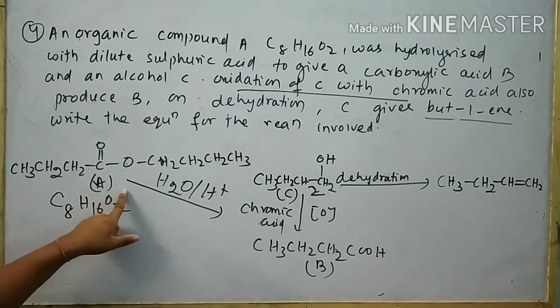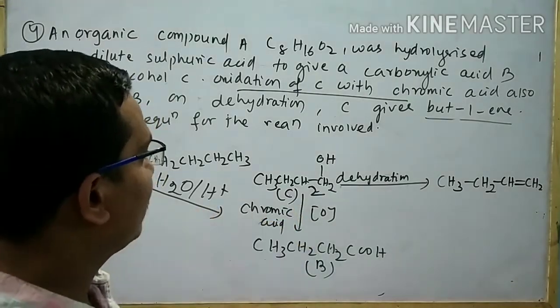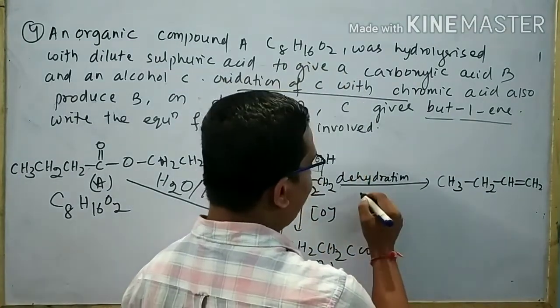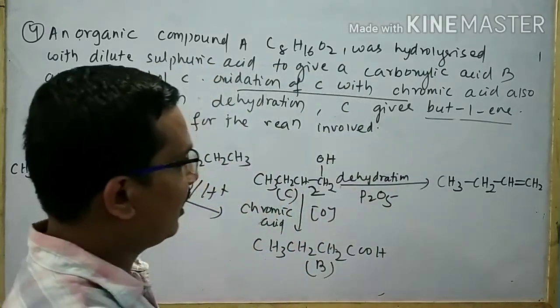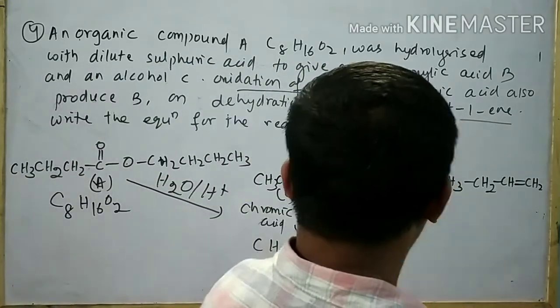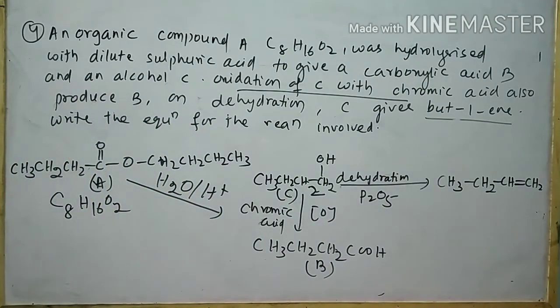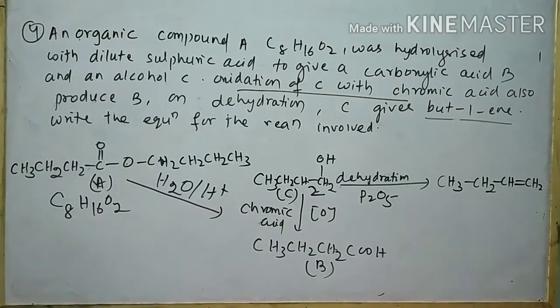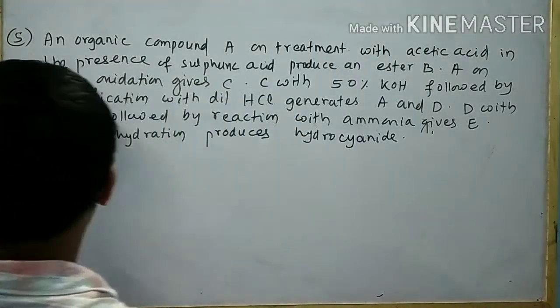C8H16O2. A compound on hydrolysis produces B and C. C on dehydration, you can take any dehydrating reagent. Suppose I take P2O5 as a dehydrating reagent, then it gives but-1-ene. You need to find out A, B, C and write the equation. This is the answer for this question. Now I will solve question number 5.